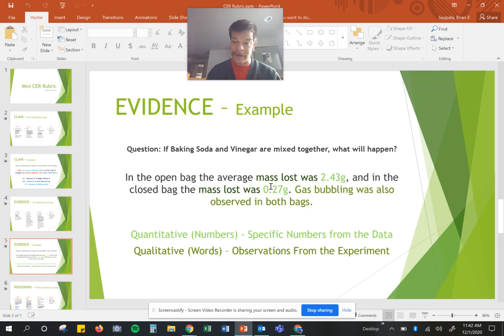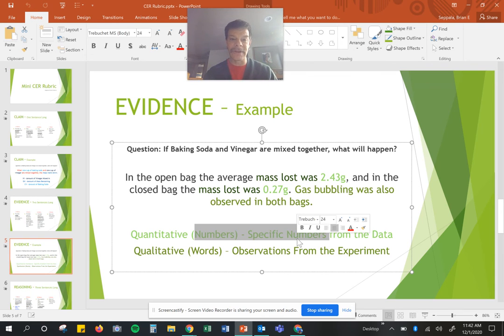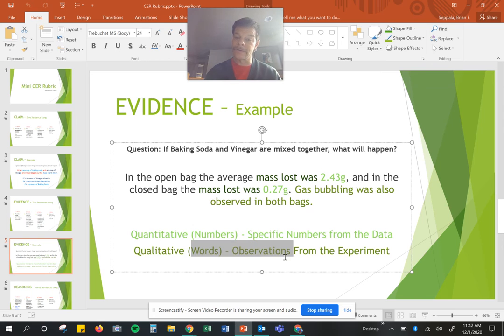Well, that first sentence has got my numbers in it. It's got numbers from my data table that prove my claim. And the second sentence is an observation of what I remember from that experiment, that bubbling gas is going to lose some mass as well. So remember, for your evidence, you need numbers, specific numbers from the data, and you need words, specific observations. You might have to go back and watch that video.